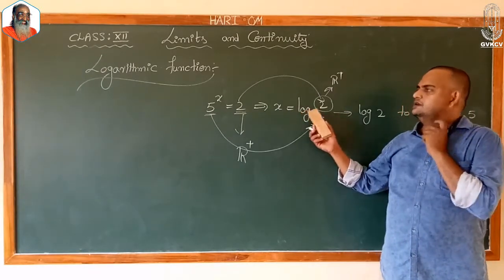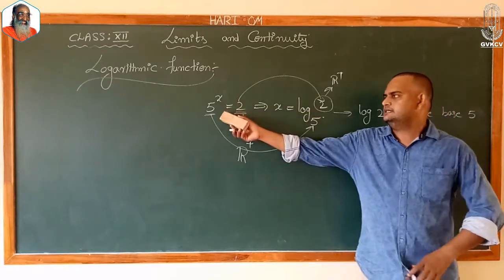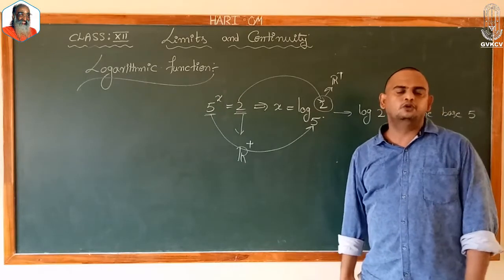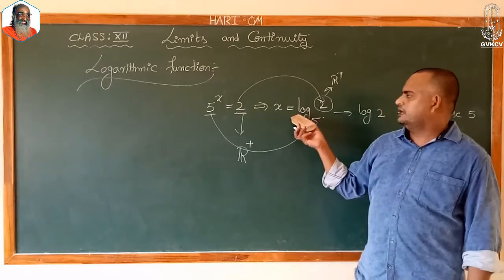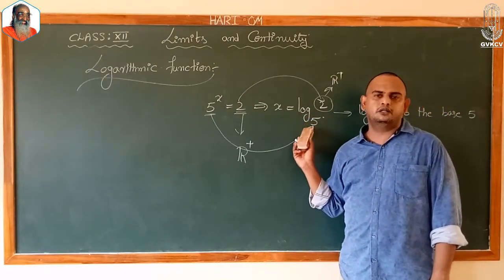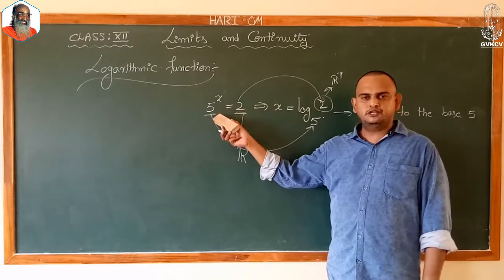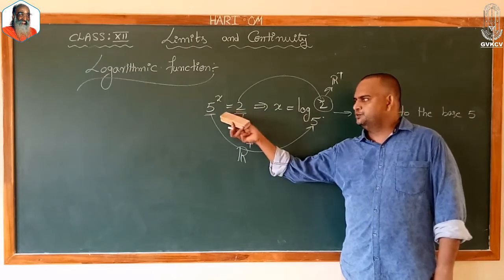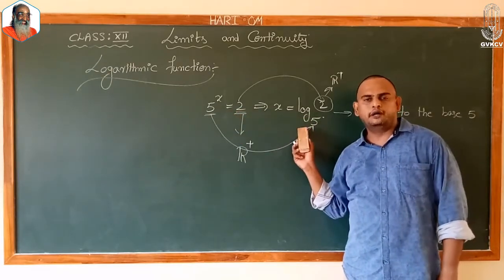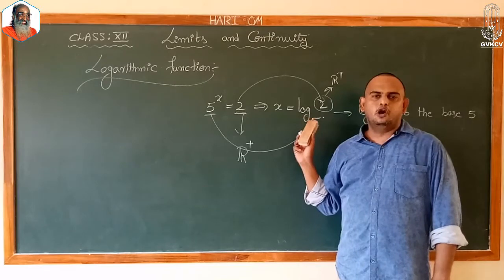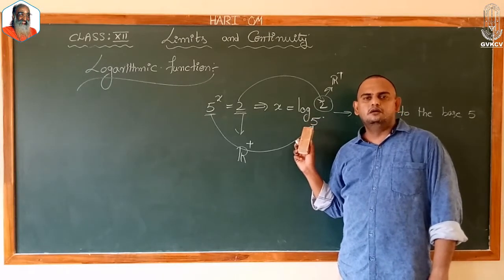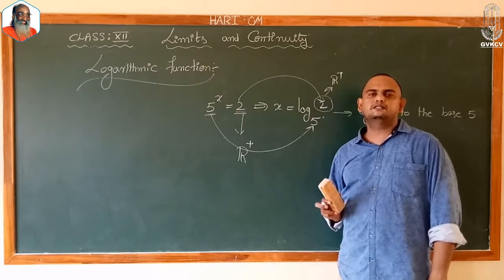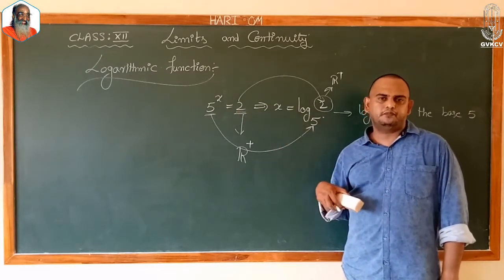So this is the advantage of logarithms. When there is an exponential function, if you want to find the exponent value, we have a new function called the logarithmic function. So from the exponential, we are getting the logarithms. Logarithmic function is nothing but the opposite of the exponential function. Simply I can say, inverse.